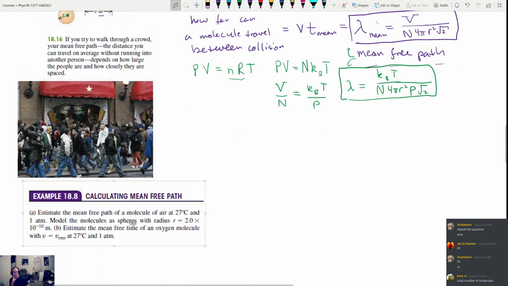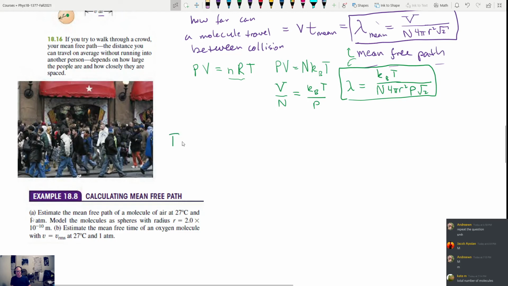All right, so this is what we want to do. I guess we'll leave the problem down here and just write in this space so that we can keep these things up here. All right, so it says estimate the mean free path of a molecule of air at 27 degrees Celsius and 1 atmosphere of pressure. Model the molecules as spheres with a radius of 2 times 10 to the negative 10 meters.